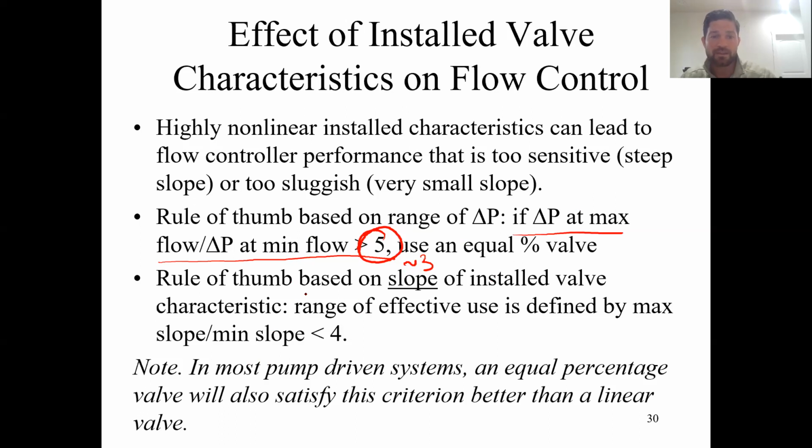You can also look at another rule of thumb: if you look at the slope of the installed characteristic, the max slope over the min slope should be less than 4. I mean, it should actually be a little bit smaller than that. But again, you can't always achieve all of these characteristics for a given system.